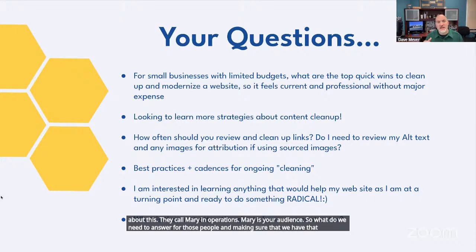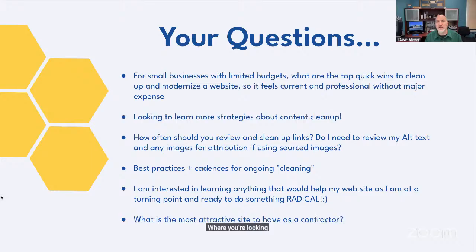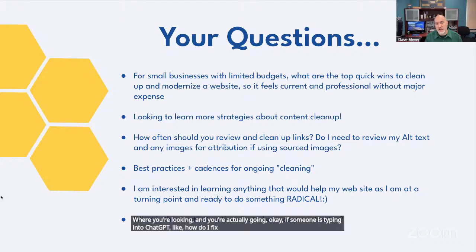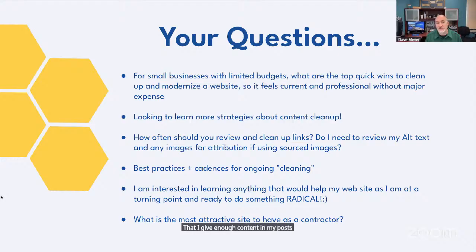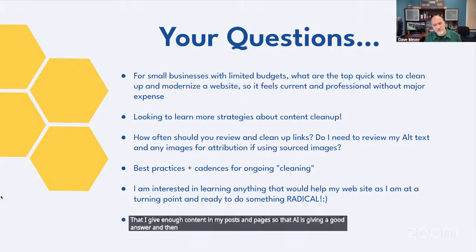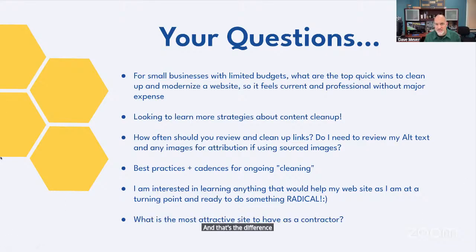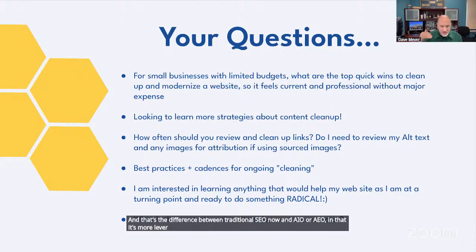and making sure that we have that content and thinking about that from that next level up, where you're actually going, okay, if someone is typing into ChatGPT, like, how do I fix all the weeds in my parking lot? That I give enough content in my posts and pages so that AI is giving a good answer and then linking to my page because that's where they got that answer from. And that's the difference between traditional SEO now and AIO or AEO, in that it's more leveraged and they're actually looking to do something when they visit your website.